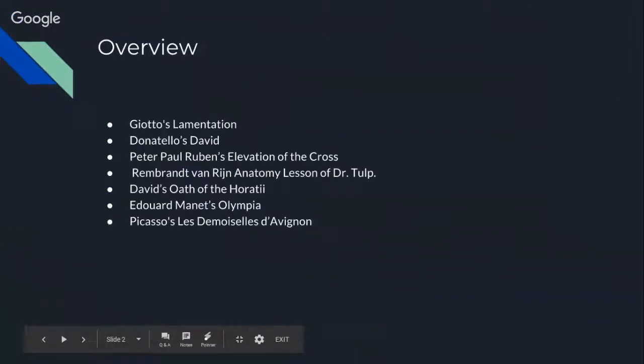So, today we are going to be talking about these topics right here. The first topic that we're going to talk about is Giotto's Lamentation. After that, we will be talking about Donatello's David. Then, next, we will be talking about Peter Paul Rubens' Elevation of the Cross. Then we will be talking about Rembrandt van Rijn's Anatomy Lesson of Dr. Tulp. Then David's Oath of the Horatii, Manet's Olympia, and Picasso's Les Demoiselles d'Avignon.